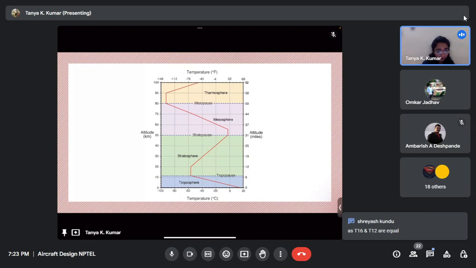Okay, as T16 and T12 are equal. Yes. So the temperature at 12 is somewhere here and 16 is somewhere here. So the temperature remains constant in that region. Lapse rate is 0. So the temperature in both those regions are the same value. Hence the ratio would be 1. Correct? So T16 by T12 would be 1. It's the same temperature. Correct.